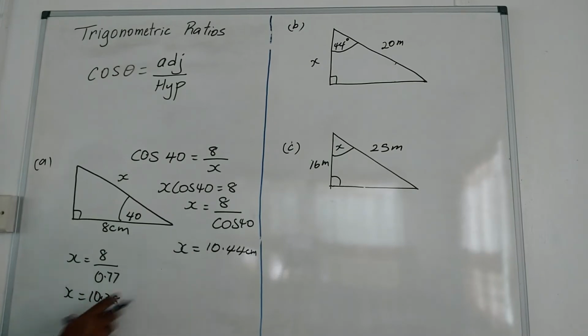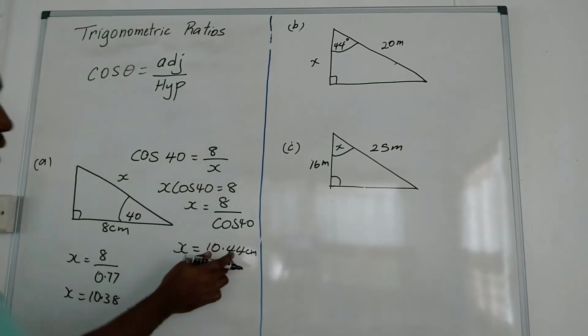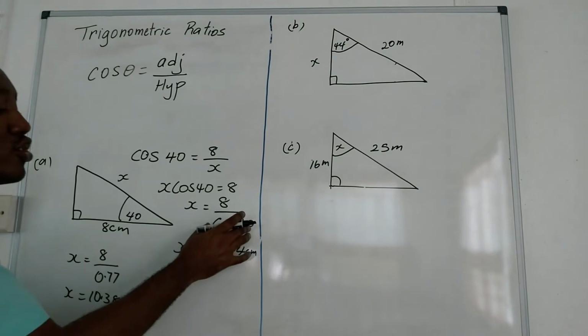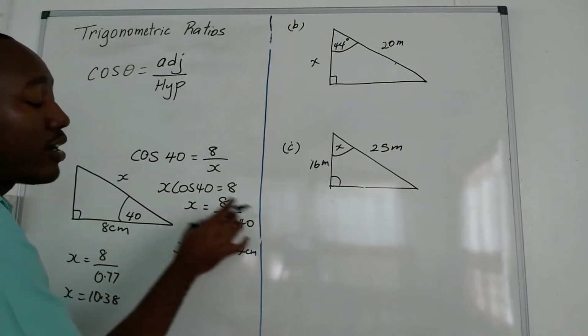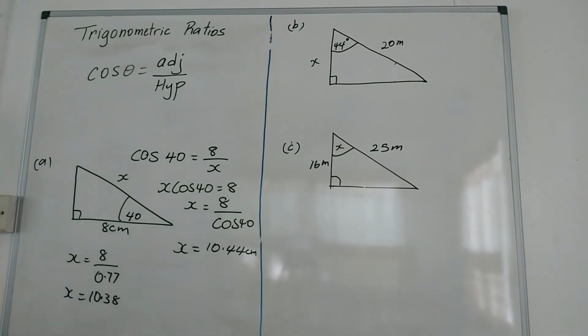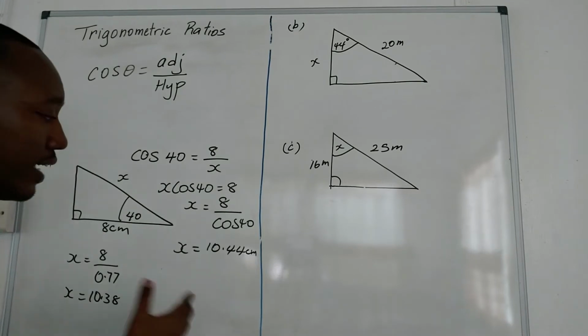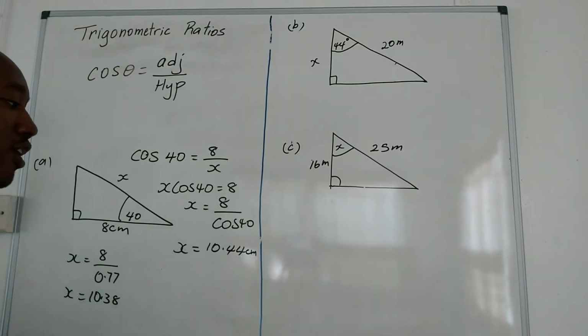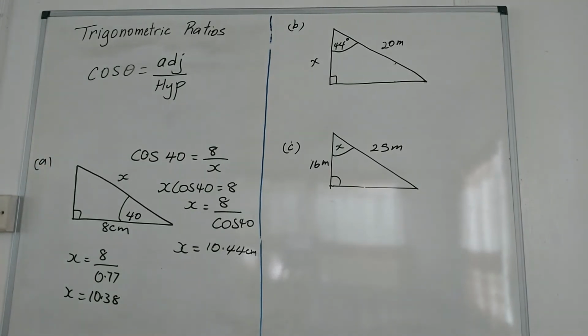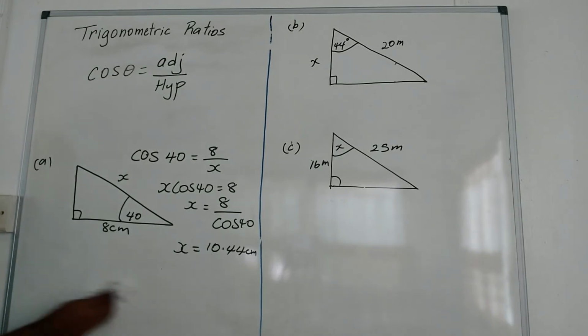Now note the difference in the answers. The first answer is more accurate since we did not round cos 40 to 2 decimal places. So just ensure those little things to make adjustments in your answer. When you're dividing, divide by the entire cos 40 rather than finding cos 40, rounding it to 2 decimal places and then dividing. So just be careful with those little things when you're working.